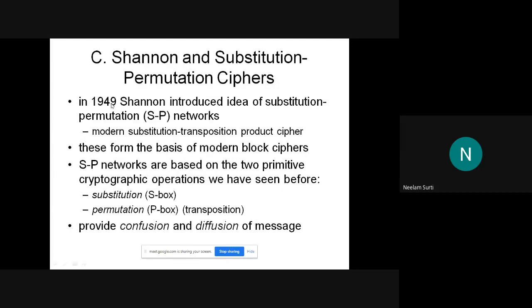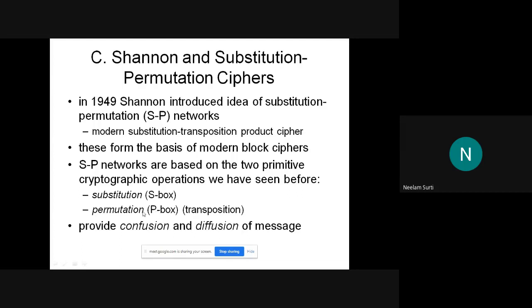Claude Shannon, as I told you, in the 1950s proposed the SP network or SP cipher, which is nothing but a substitution-permutation cipher. These are nothing but S-boxes and P-boxes. We will learn in depth the meaning of S-box and P-box. Just as an abbreviation, S is nothing but substitution.